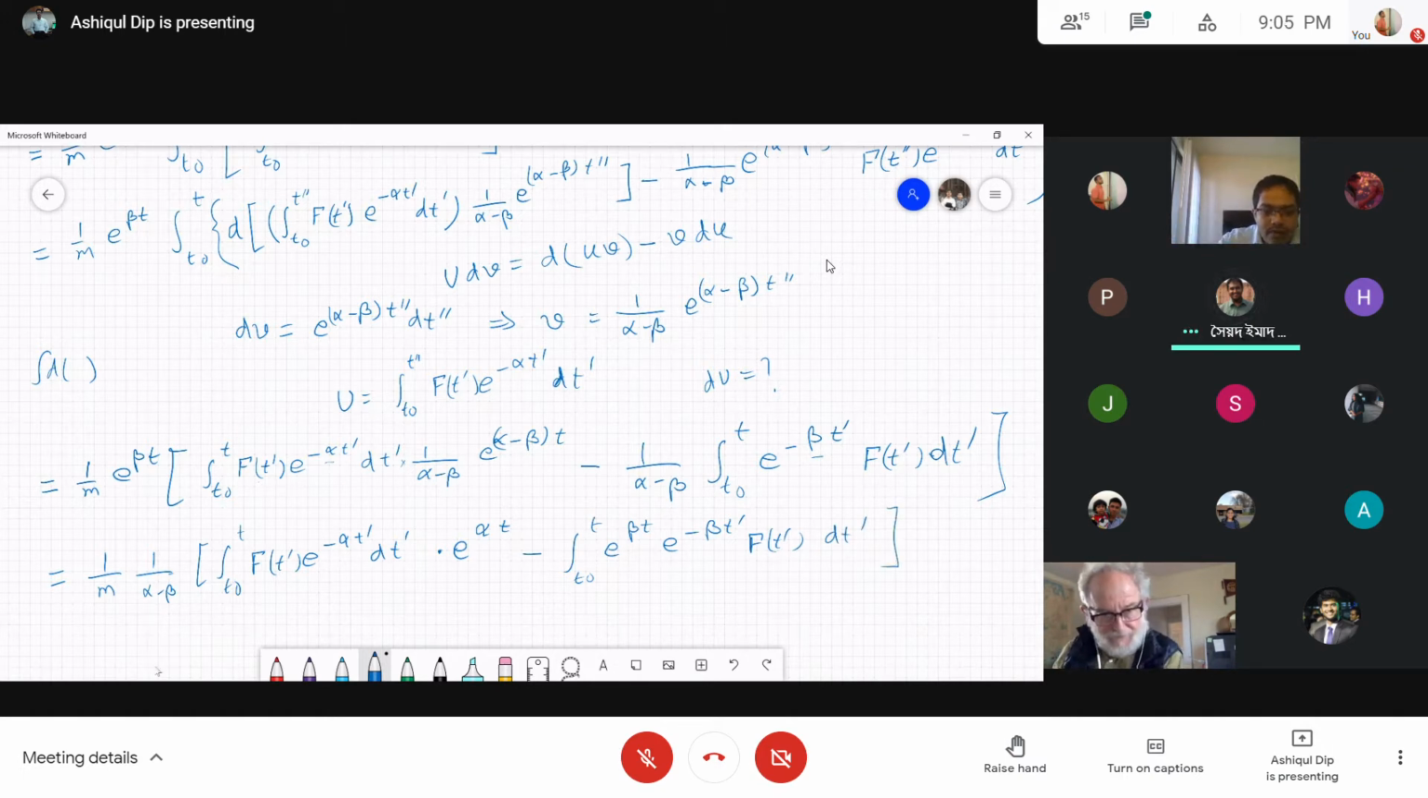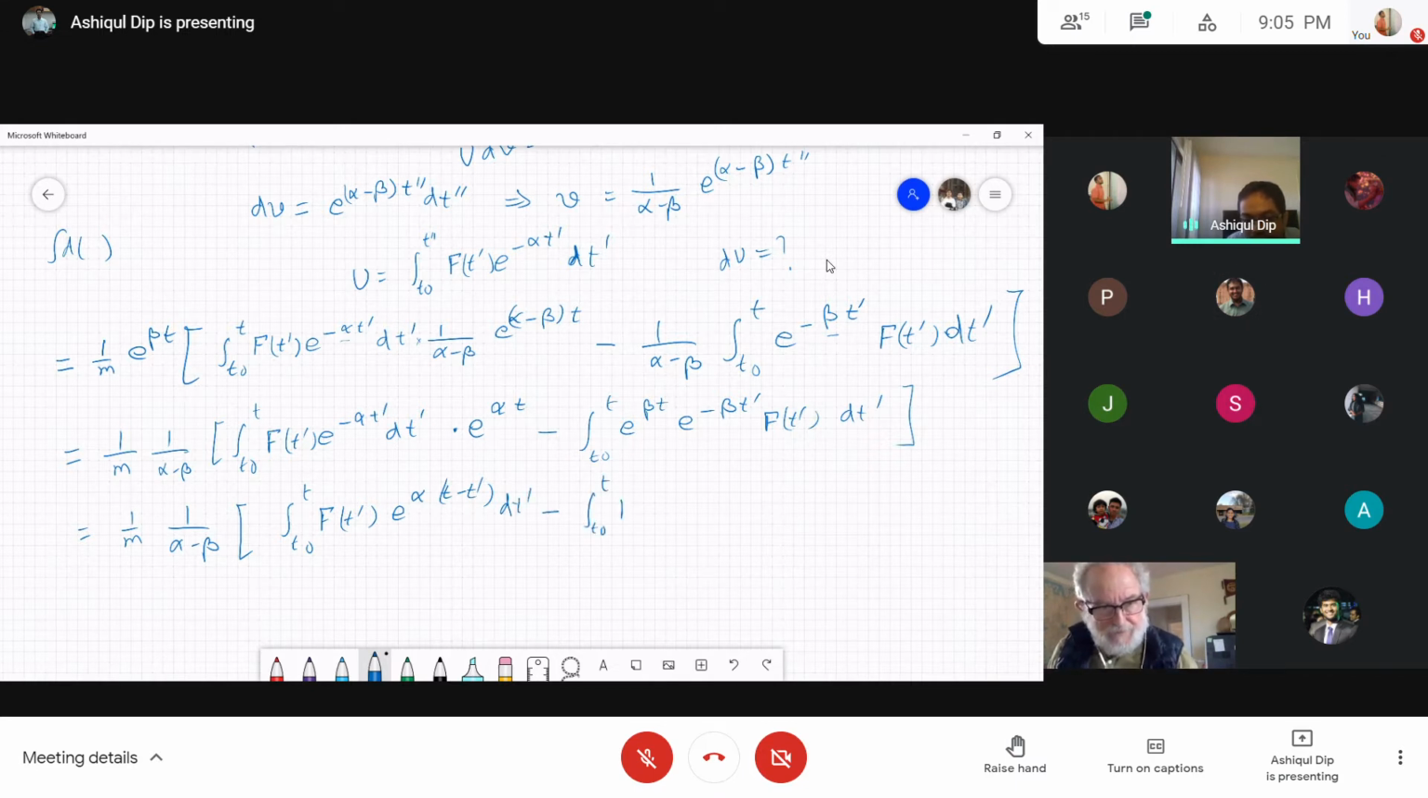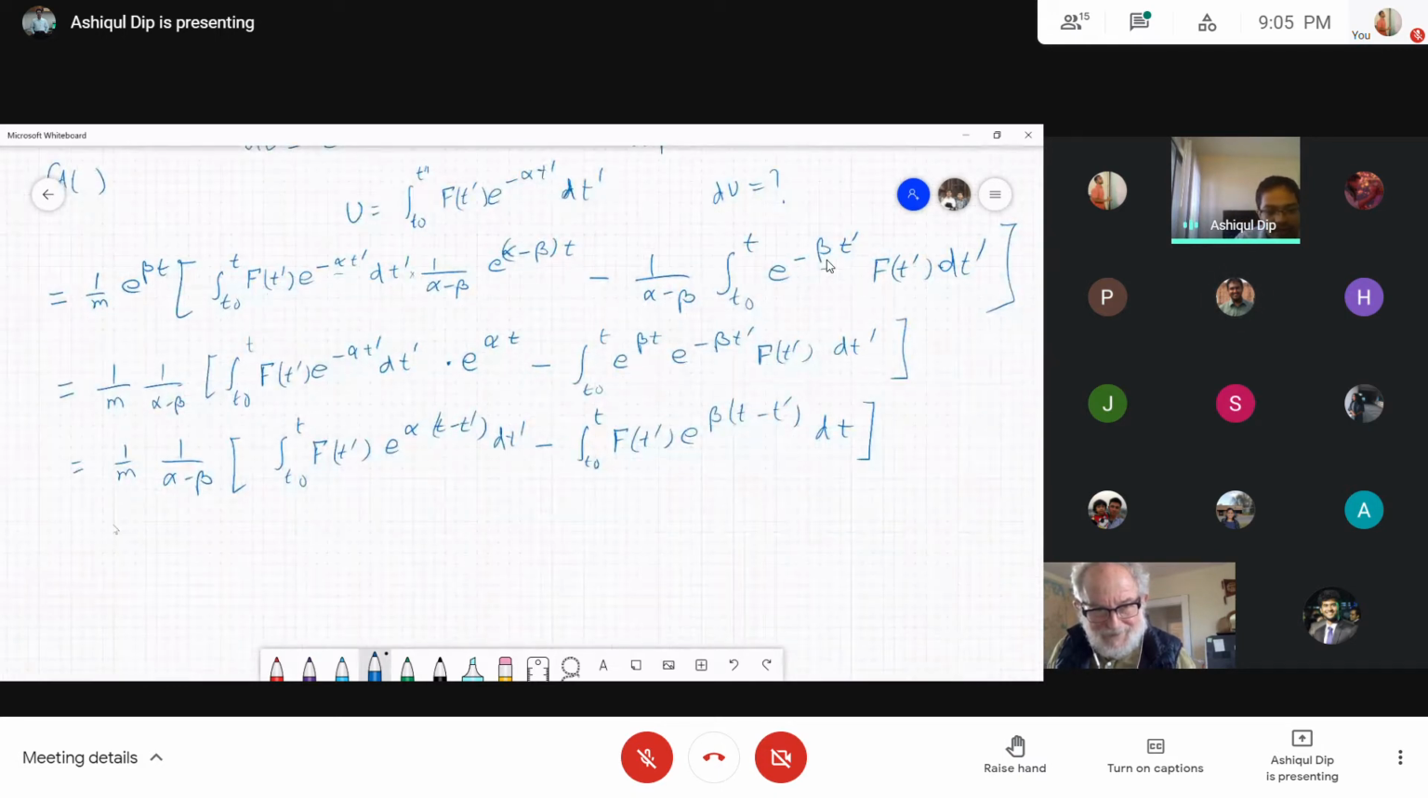Yeah. So for one part we have, okay, I think it's 1 over alpha minus beta. So it gives integration t0 up to t f at t prime e to the power alpha t minus t prime, and then negative integration t0 up to t f at t prime e to the power beta t minus t prime. Yeah. Okay. It has started to look good.